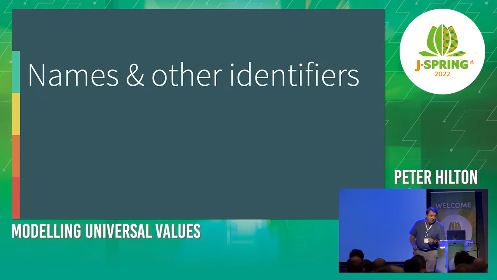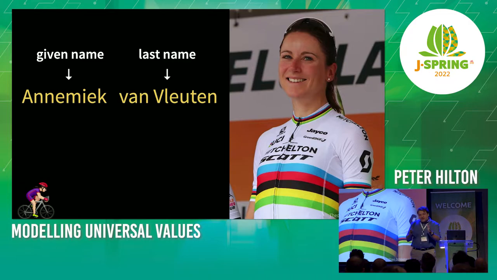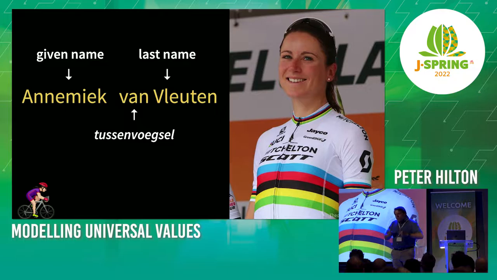So let's start with the example of somebody's name, in this case, cyclist Annemiek van Vleuten. Very successful cyclist, has lots of medals. As well as medals, Annemiek has a given name and a last name. The last name has a tussenvoegsel. Yeah, this is awkward because, especially if you're a native English speaker working in software in this country, sooner or later somebody is going to ask you, how do we translate tussenvoegsel? Like, what do we call that thing, that word, in the name?